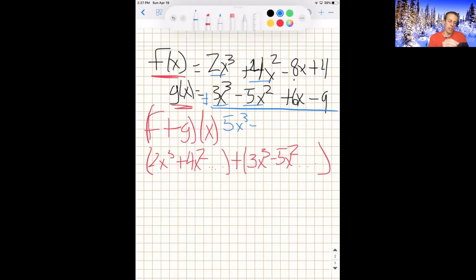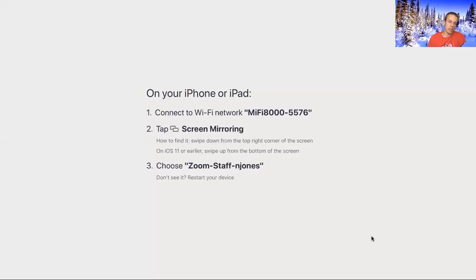And we can do the exact same thing. The natural follow-up question is, hey, what is f minus g of x? Okay, and so just like before, I'm actually going to do this one vertically. We'll say 2x cubed plus 4x squared, oops, page is moving on me, minus 8x and plus 4. Okay, and we're going to subtract, oops, hang on, we lost a little connection.